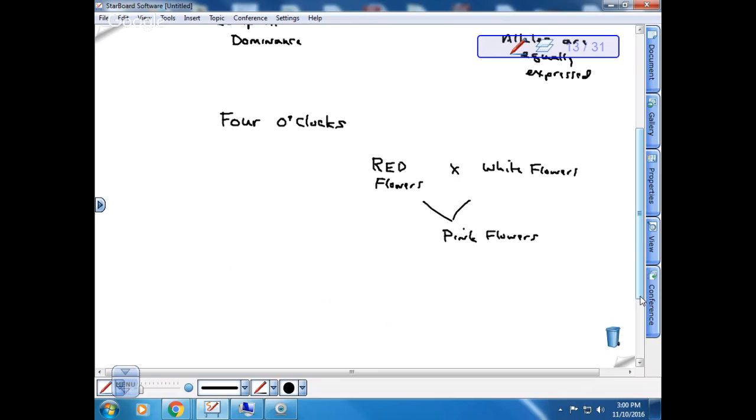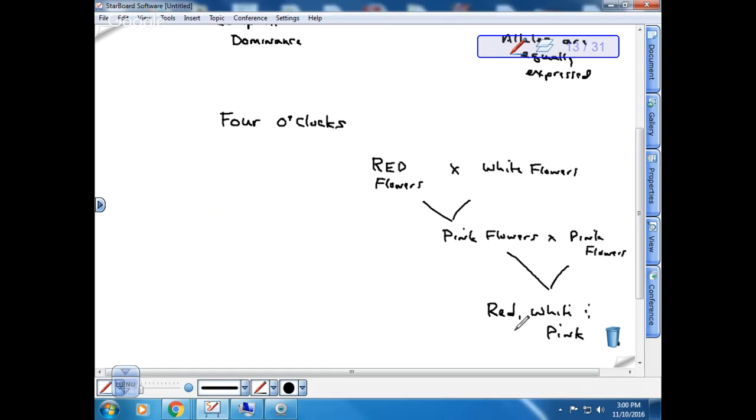However, in the next generation, if we take pink flowers and pink flowers, we then get red, white, and pink. So they get separated back out. Okay. So this does not support the blending theory, because the blending theory says that once you put the traits together and you blend them, then you would never get them back out. You never get the variation back out.